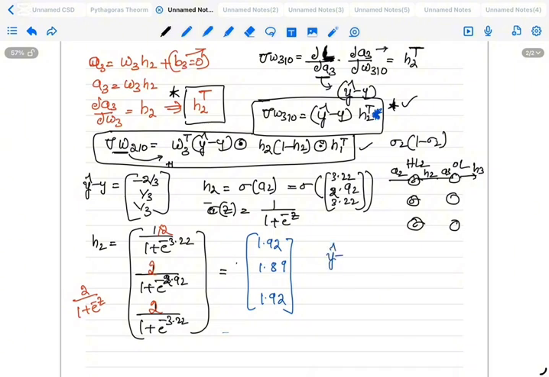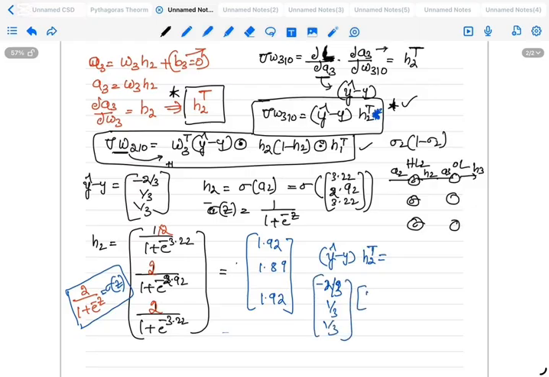So y hat minus y times H2 transpose equals this. The problem in this question is to use this scaled sigmoid function. That is minus 2 by 3, 1 by 3, 1 by 3 times 1.92, 1.89, 1.92.